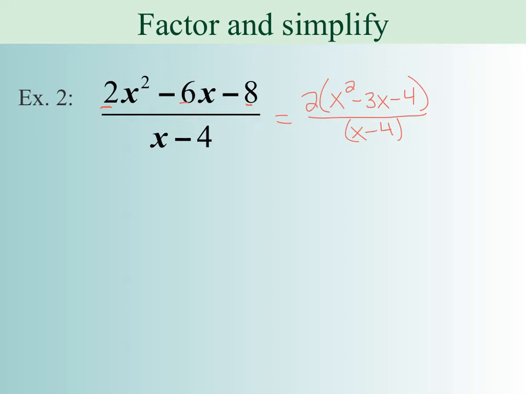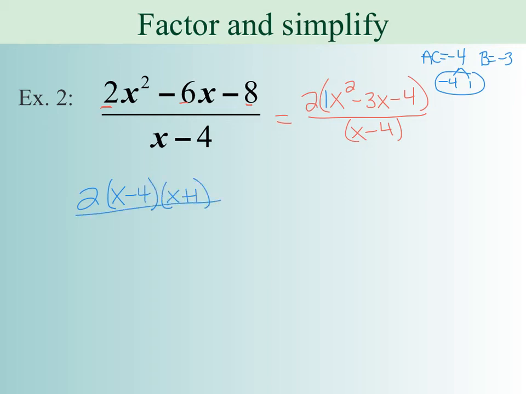So now again, I've created this easier problem because a is 1 in this new trinomial on top. So when I go to factor that, I just need the factors of AC, which is -4, that are going to give me b here, which is -3. And I should know that those factors are going to be -4 and 1 to give me -3. So I'm going to go ahead and factor the top, x minus 4 and x plus 1. That 2 that was your GCF, remember we have to keep that so it just stays out front.